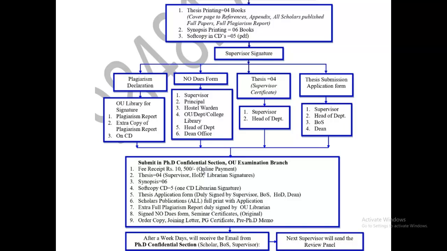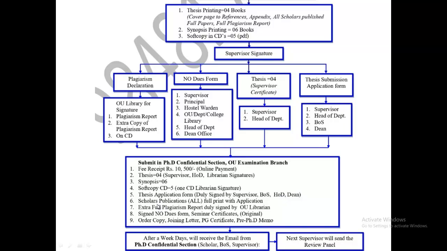Under that receipt, you have to mention the guide name, supervisor name, supervisor email ID, supervisor phone number, and student name, student email ID, student Aadhaar number, like this. Again, the thesis should be signed by the supervisor, head, and librarian. Synopsis 6 copies. Soft copies, meaning the PDF file in CDs, and the thesis application duly signed by the supervisor, BOS head, and Dean.